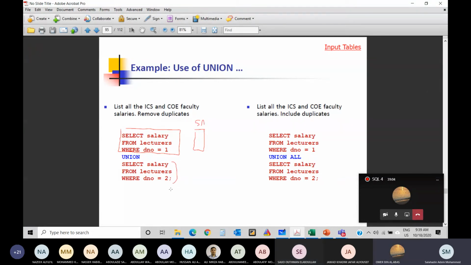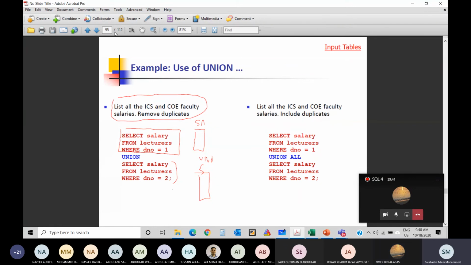Now let's take the output of this one. What is it? Salary. Also the same. Very good. Now this is the output table of this, and this is the output table of this. Can I make a union between these two? Is this a problem or can I? Are they compatible? Yes. So you make a union between these two. So this output plus this output. In fact, this is a question: list all the ICS and the COE faculty salaries. Remove duplicates. Automatically union will remove the duplicates for you.